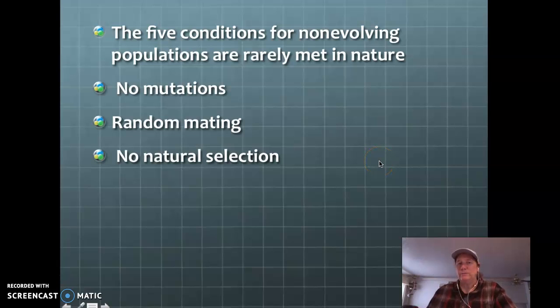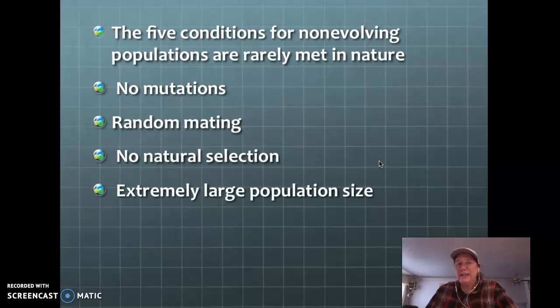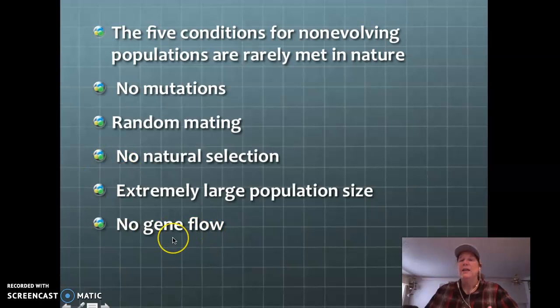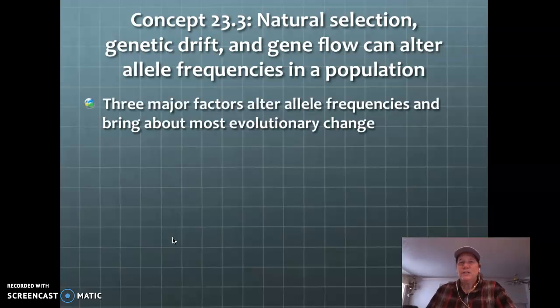No natural selection. Again, in nature, that's not going to happen. All right, an extremely large population size, and no gene flow. So if all of this happens, then you're going to stay in equilibrium, but we know that doesn't happen. Okay, so we've got natural selection, genetic drift, and gene flow, and they alter the allele frequencies. Those are the 3 major factors that make populations evolve and change the frequencies of genes. And again, natural selection takes time.